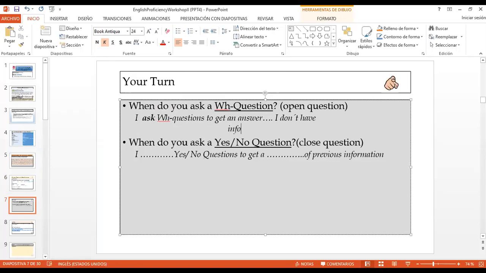So when did you finish high school? Information. Where did you attend high school? Information I don't have. Excellent. So this is the answer, to fill in a gap, yes? So it's open. You can answer many different ways. Whereas this is closed because you only have two options. So when do you ask yes/no questions?